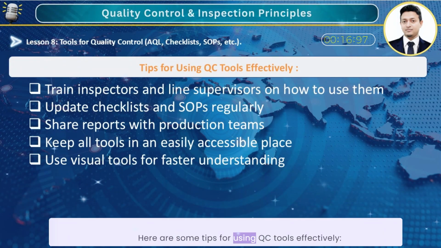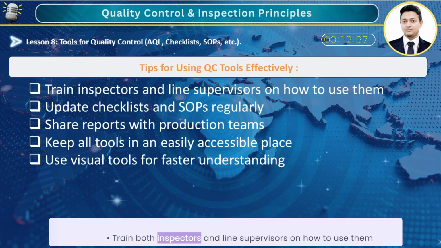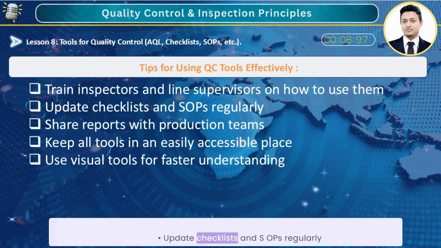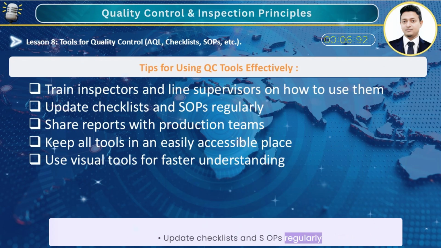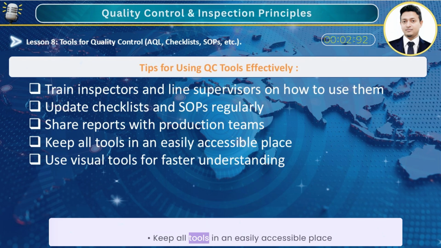Here are some tips for using QC tools effectively. Train both inspectors and line supervisors on how to use them. Update checklists and SOPs regularly. Share reports with production teams. Keep all tools in an easily accessible place.